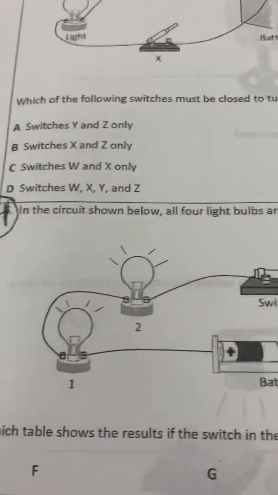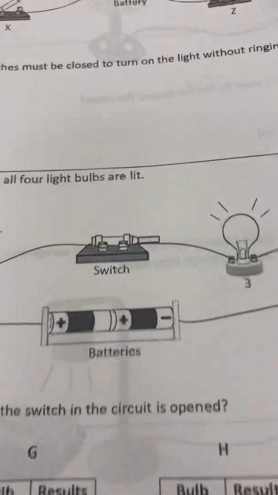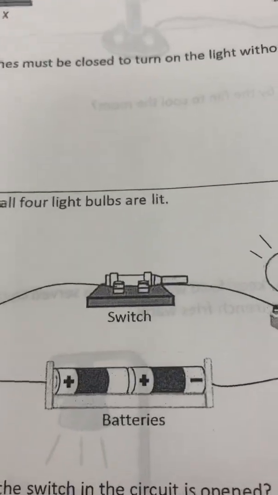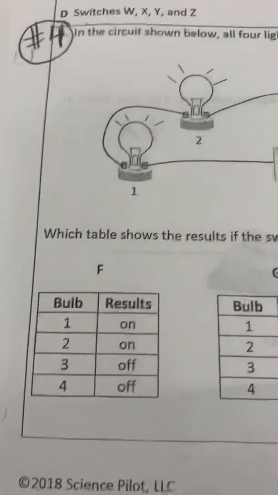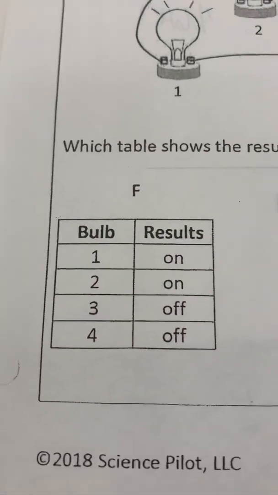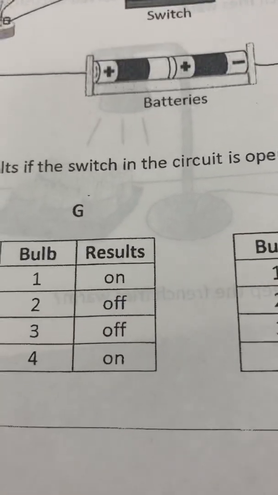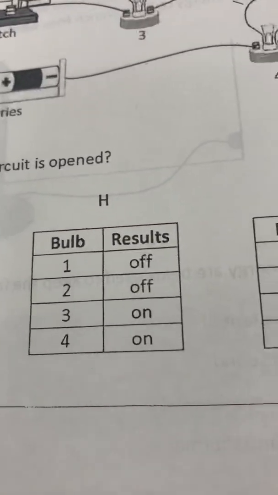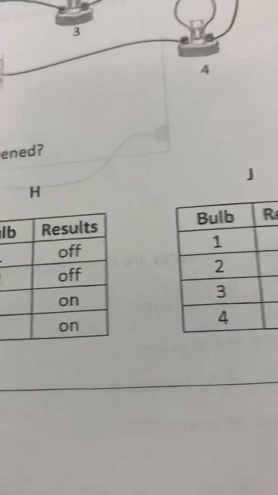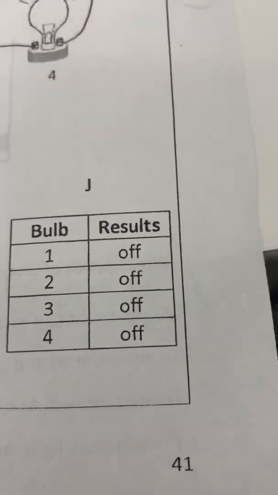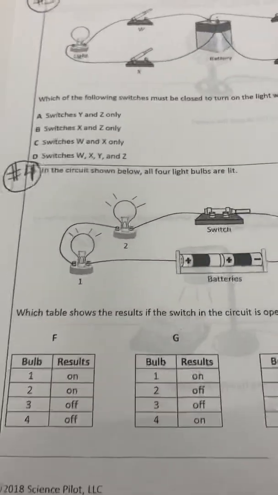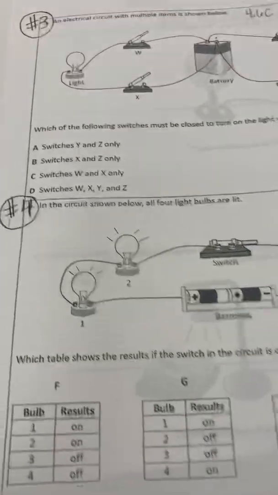So right now, all the light bulbs are lit up. If that switch right there is opened, which result would happen? There's H and there's J. What would happen to all those lights? All right, number 5.